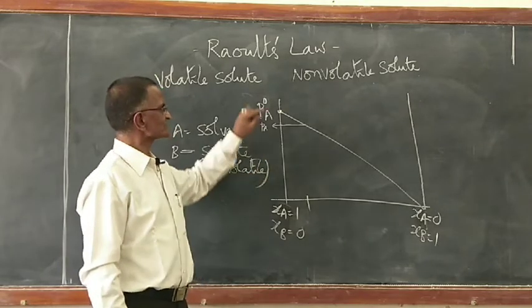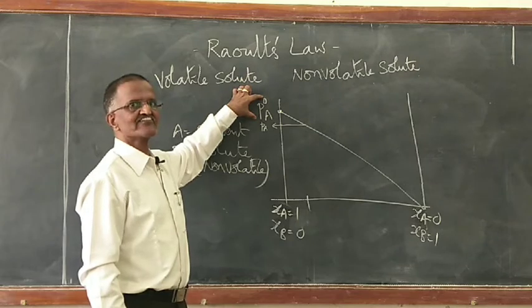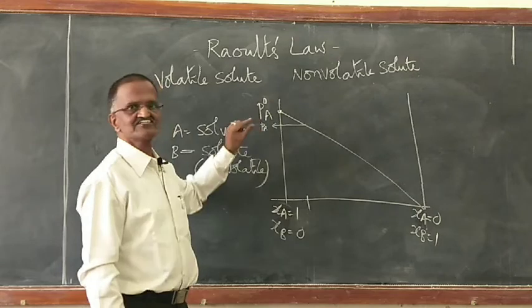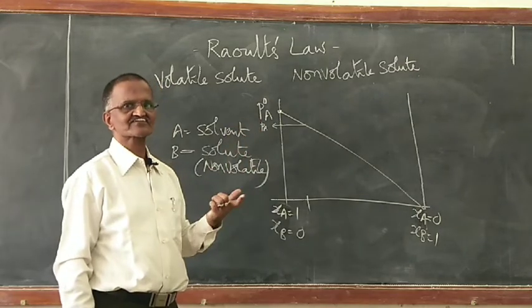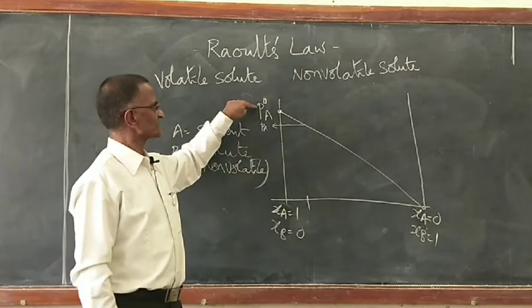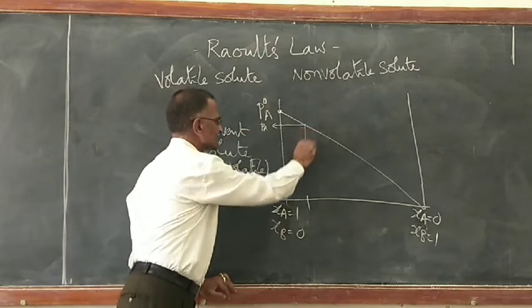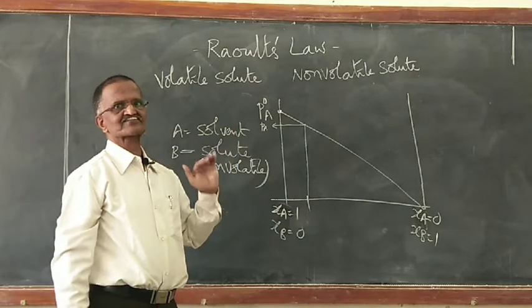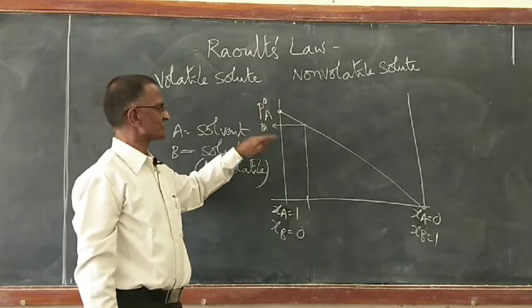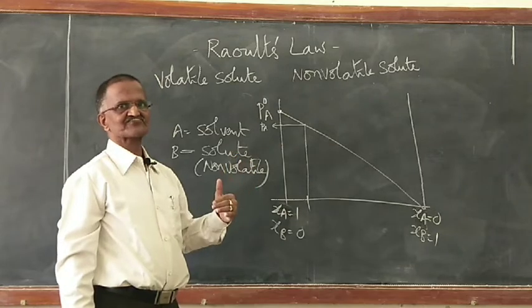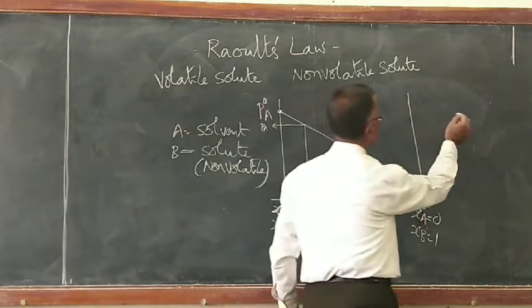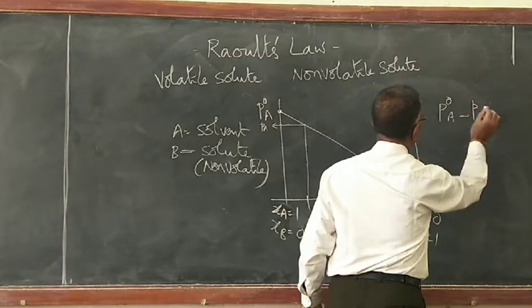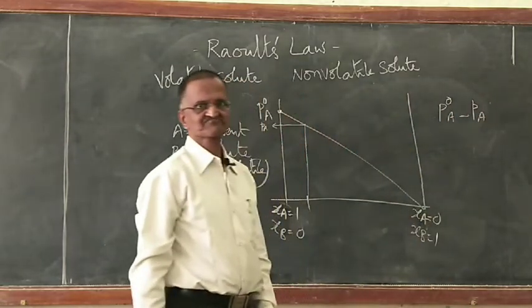So, if I find out how much was P naught A, and how much is Pa after preparing a solution, P naught A minus Pa will give me what? The decrease in the vapor pressure. How can I represent it? Very simple: P naught A minus Pa is the decrease.